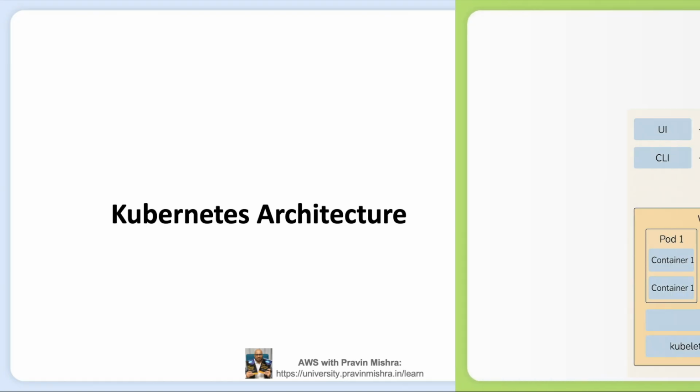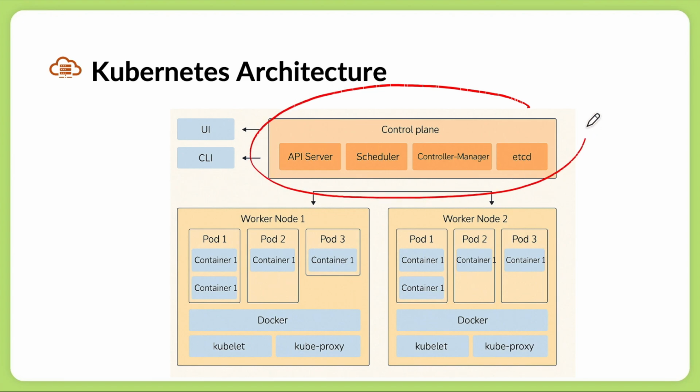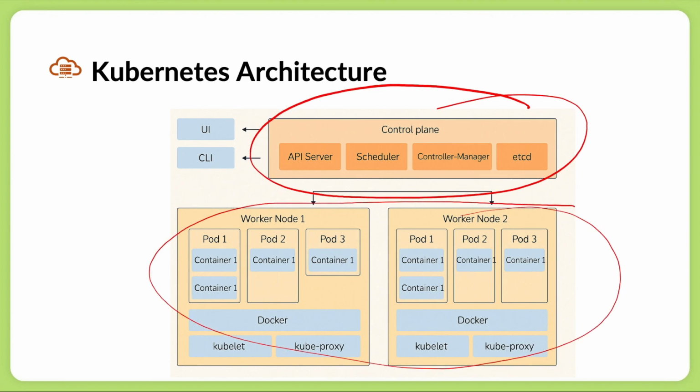So let's start by looking at a helicopter view of Kubernetes architecture. Kubernetes is built around two main zones. First is the control plane and second is the data plane. The control plane is the brain of Kubernetes. As the name suggests, it controls the entire Kubernetes cluster. That's why it's said to be the brain of Kubernetes, and it does the thinking part of it.